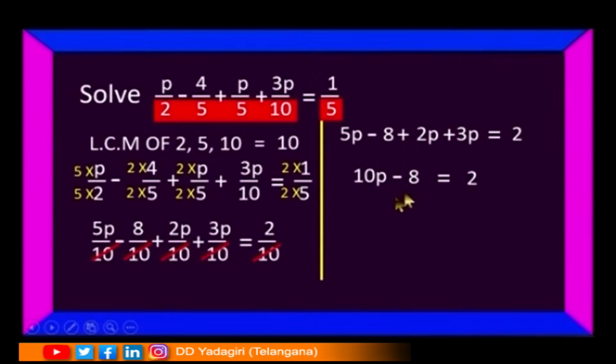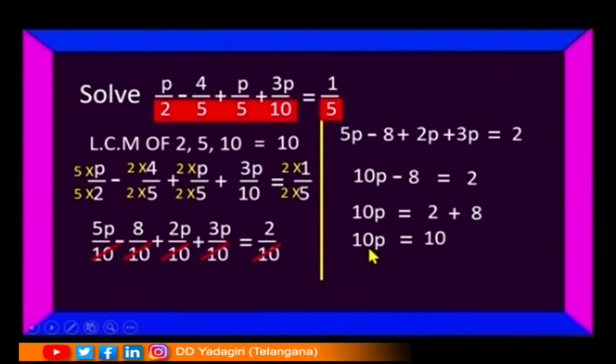And what we have learned in the previous problem, we have to send all the known terms to the right side. So, here minus 8 is the known term, it should be sent to the right side, and it is under subtraction. After transpose, it should become addition operation. 10p equal to 2 plus 8, thus 10p equal to 10.